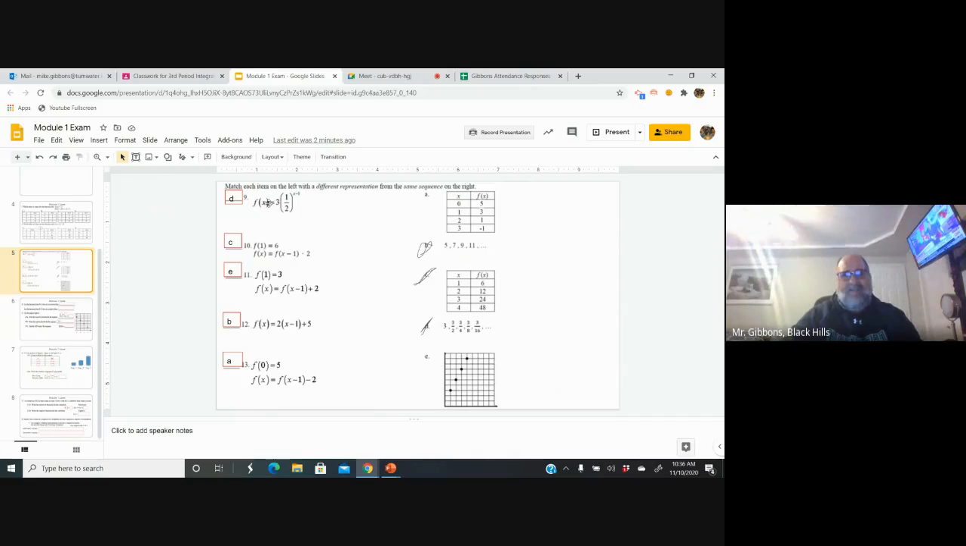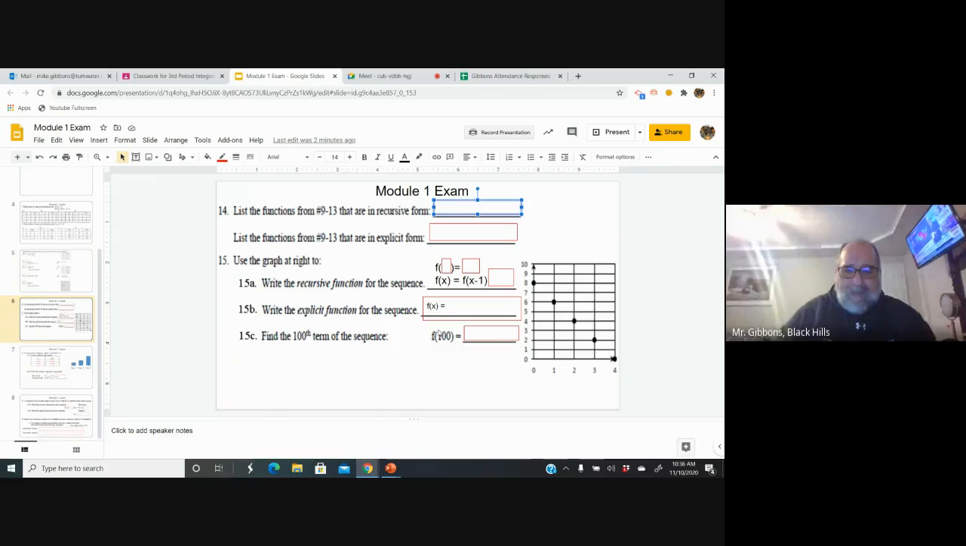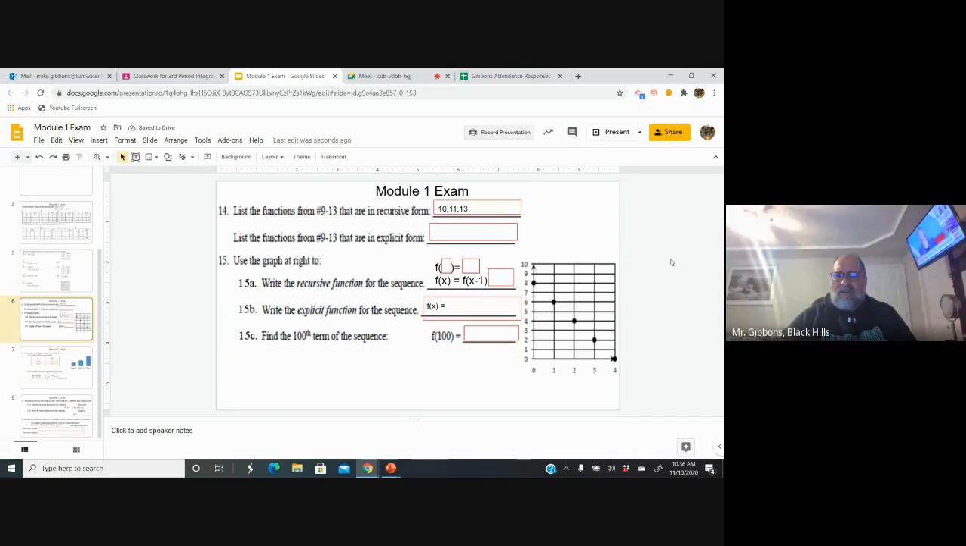Well, 9 is explicit, 10 is recursive, 11 is recursive, and 13 is recursive. So I'm just going to go over here, and I'm going to go, bam. What was that again? 10, 11, and 13. That's all they're asking you to do there. Does that make sense, you guys? No questions? Okay.